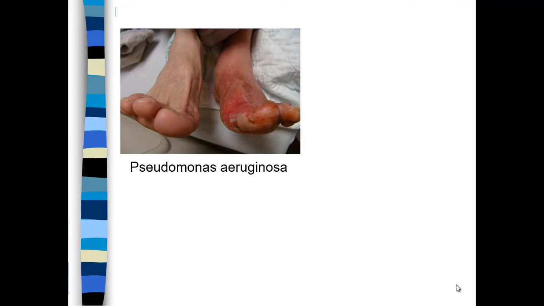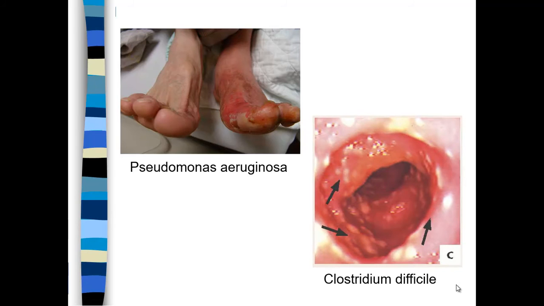Here's a foot infection. This is something that you can just get from soil, Pseudomonas aeruginosa. Same as the bacteria that we use in the lab, it is a pathogen and it can become infective. Here's a hospital acquired infection.